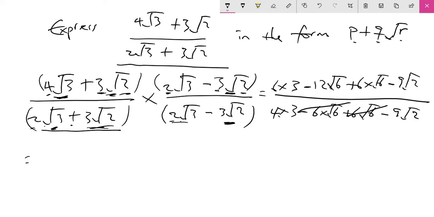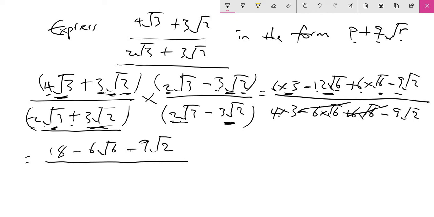and so we are left with, and we basically evaluate these two. This is 12 root 6 and this is 6 root 6, and since they are the same here, this minus 12 plus 6, so this is like 6 minus 12, so this gives minus 6 root 2. So 6 times 3 is 18 minus 6 root 2 and minus, sorry, 6 root 6, and then minus 9 root 2, all divided by 4 times 3 gives 12 minus 9 root.